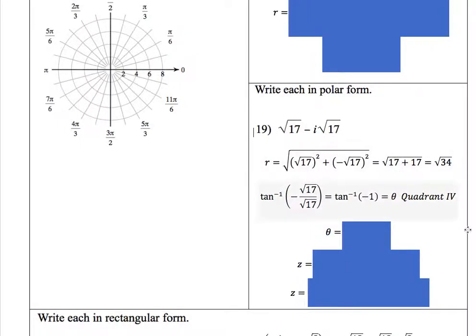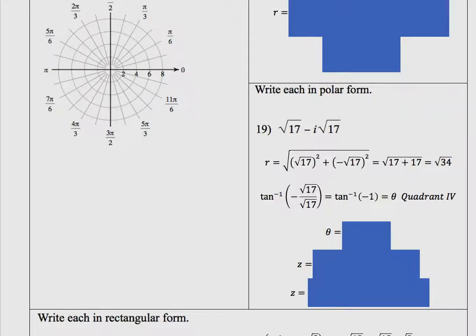And hopefully you realize we're in quadrant 4 for this, because if we have our real axis here, our imaginary one is up here. And so positive square root of 17 would be over here, and then negative 17 we would be somewhere over here. So we're in the 4th quadrant, okay?